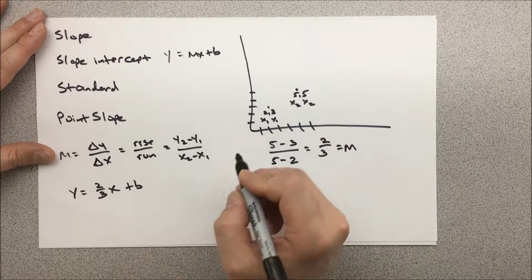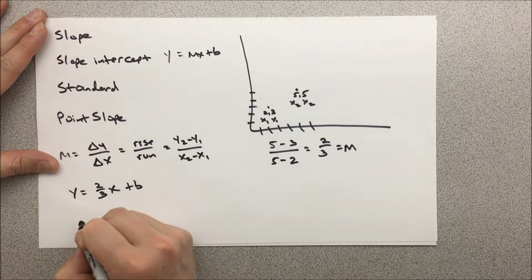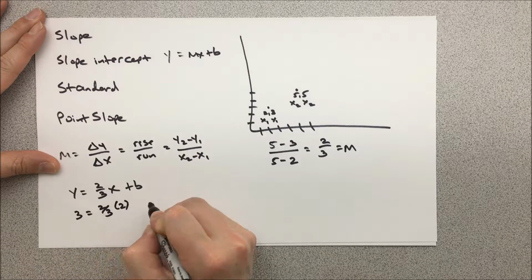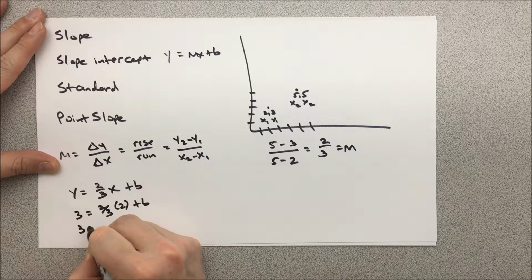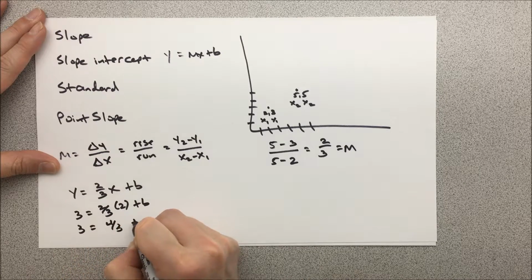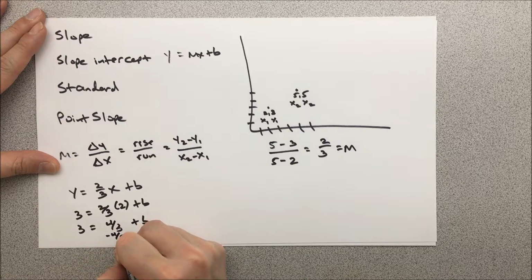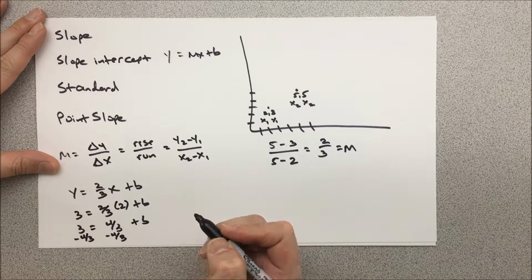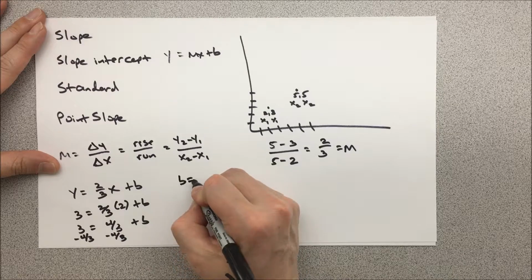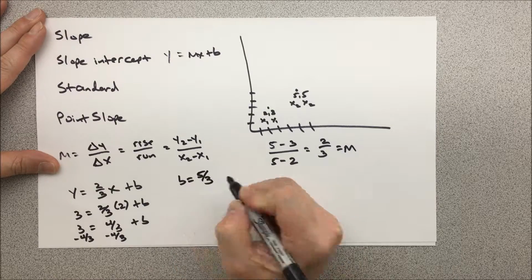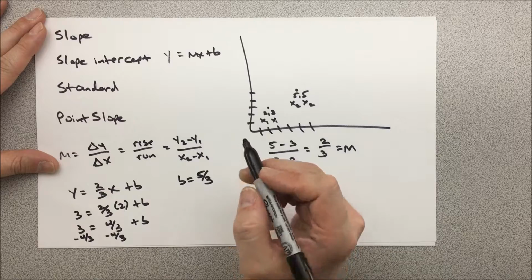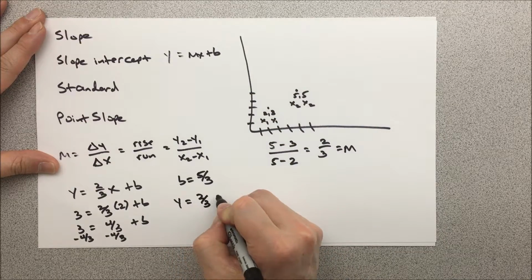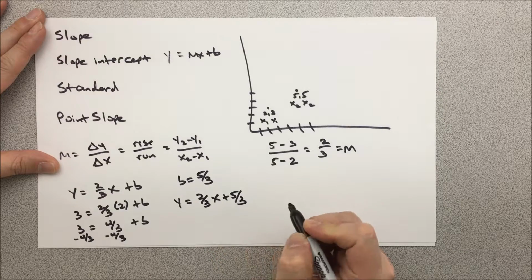So if I take this first point, 3 equals 2/3 times 2 plus b. 3 equals 4/3 plus b. You subtract 4/3 from both sides, and therefore you are going to get that b is equal to 5/3. So now you can write the equation where y equals 2/3 x plus 5/3.